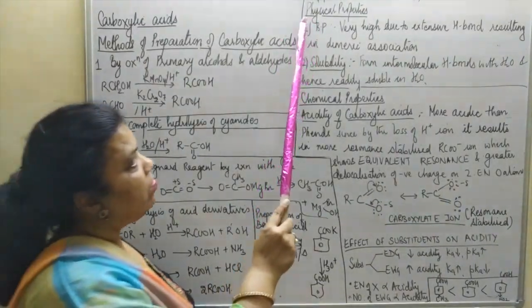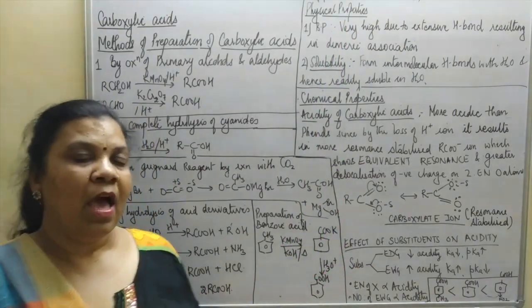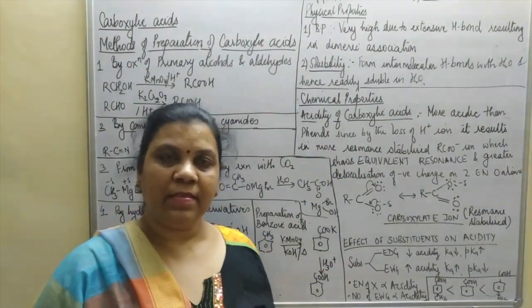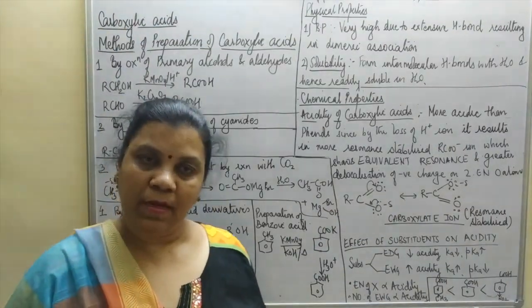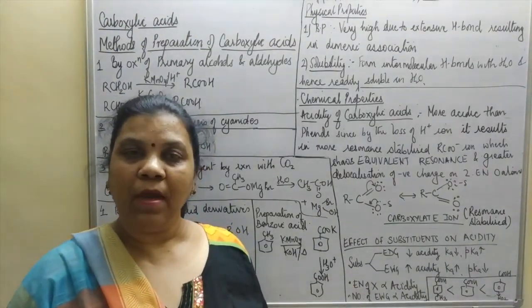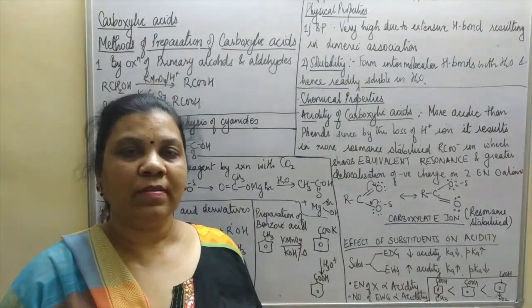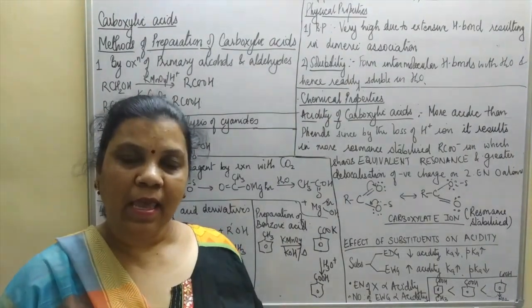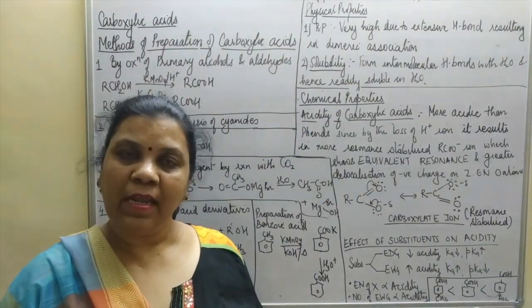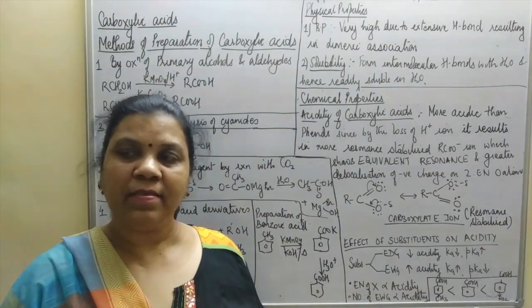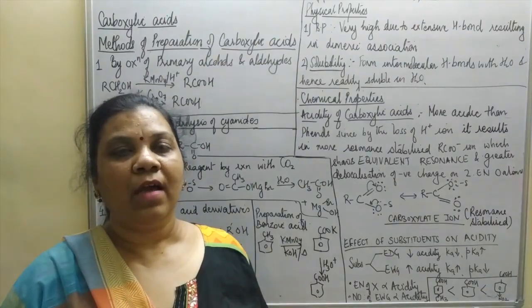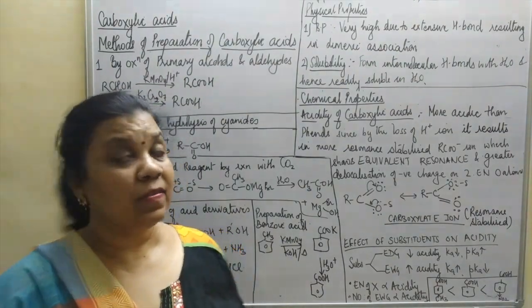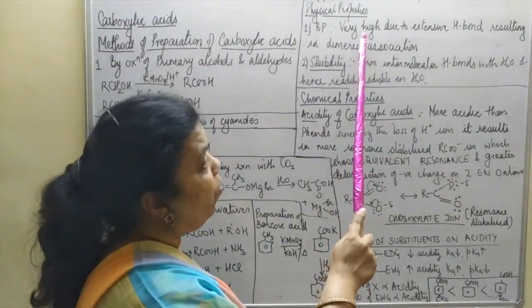Now let us see physical properties. Again, two properties we will be discussing in detail, that is the boiling point and the solubility. Now, if you compare the boiling point of carboxylic acid, maybe with alkanes, with carbonyl compounds, aldehydes, ketones, with haloalkanes, with amines, with alcohols, you will find that the carboxylic acids have the maximum or the highest boiling points.